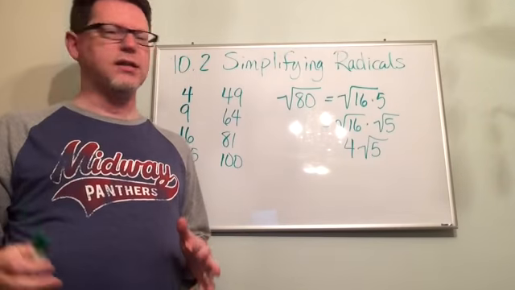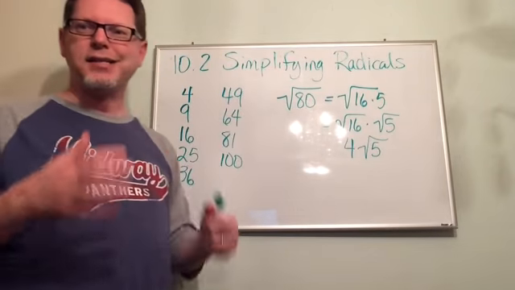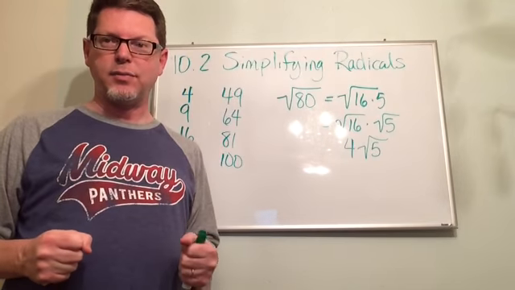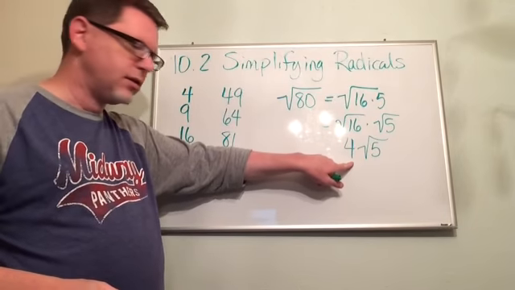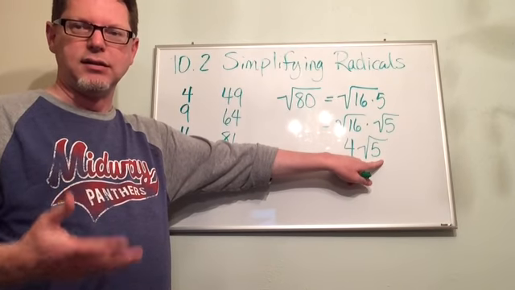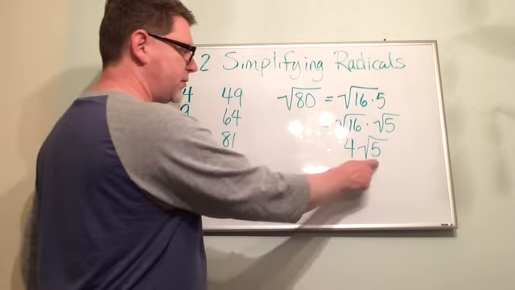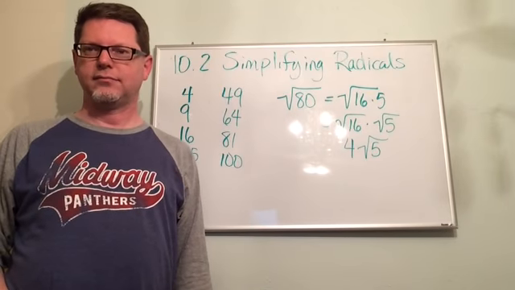So what I'm doing is I'm trying to take a square root that's a pretty big number typically and simplifying it so that I can pull out the perfect squares, make that a whole number, and then have what's still under the radical sign left over. So 4 times the square root of 5 is the same thing as the square root of 80.